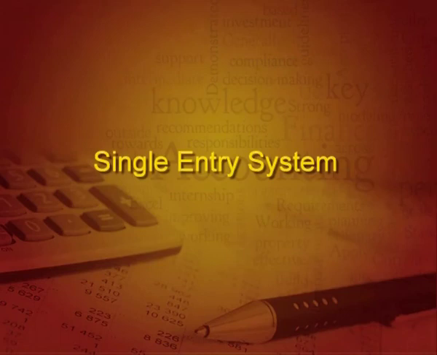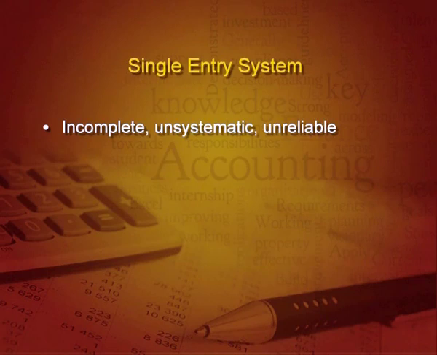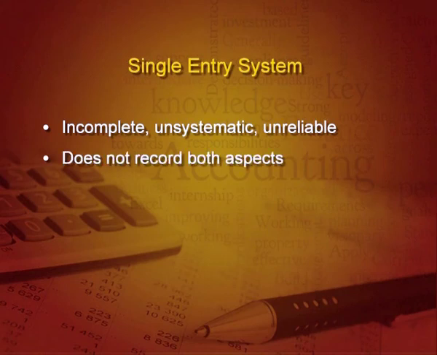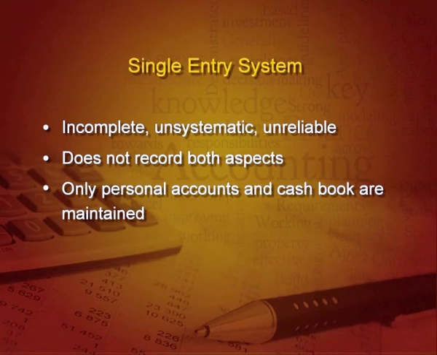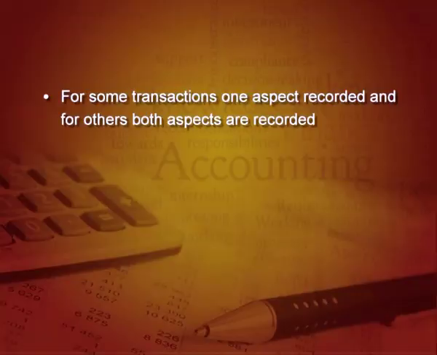The second system is the single entry system. Now, this is an incomplete, unsystematic and unreliable system. As the name suggests, we are not recording both the aspects. Single entry means one aspect, and sometimes we are recording two aspects for one transaction, one aspect for another transaction. And moreover, we are recording only personal accounts and cash books and not other things like real accounts, etc. For some transactions, one aspect is recorded and for others, both aspects are recorded.